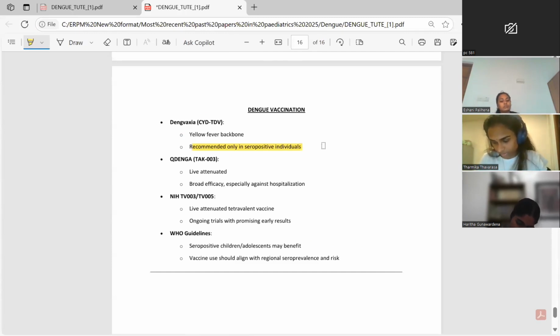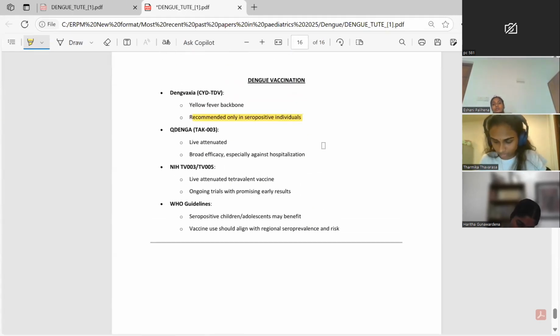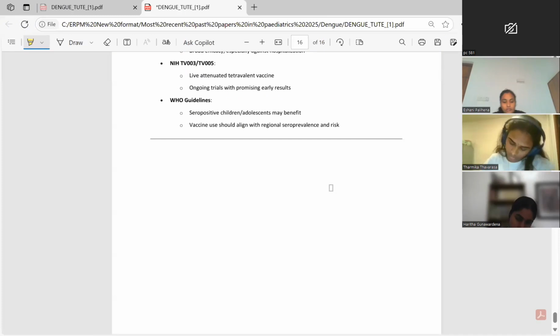That is a part of prevention of dengue. But what is another way of dengue prevention? Notification. We can write a small topic: dengue notification. How do you notify dengue? You need to inform the PHI and MOH. There is a notification form, which is available in the pediatrics ward.